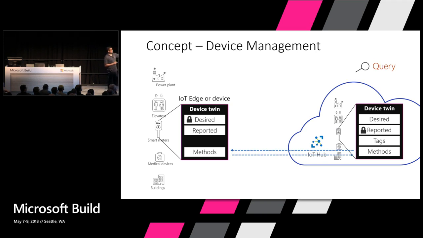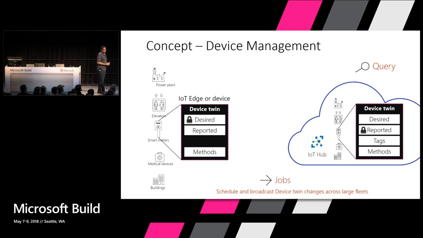Now, what this allows you to do with tags and with desired and reported properties is write queries. You can say, select star from all my devices where tag.location is equal to Seattle. I'll get a list of these devices, and then I can act on it. I can say, for these devices, set the desired property to something else, or give me the reported property for this tag. So those are the things that you can do.